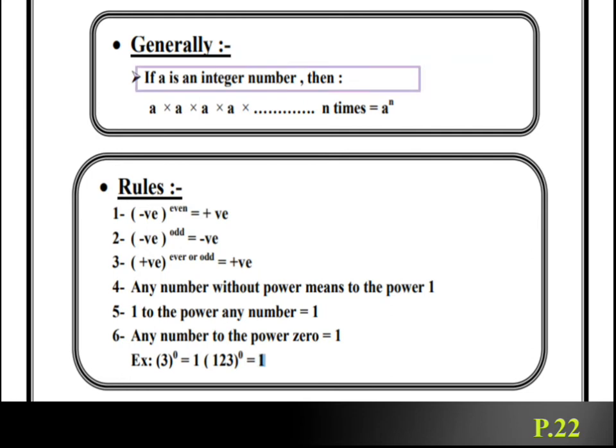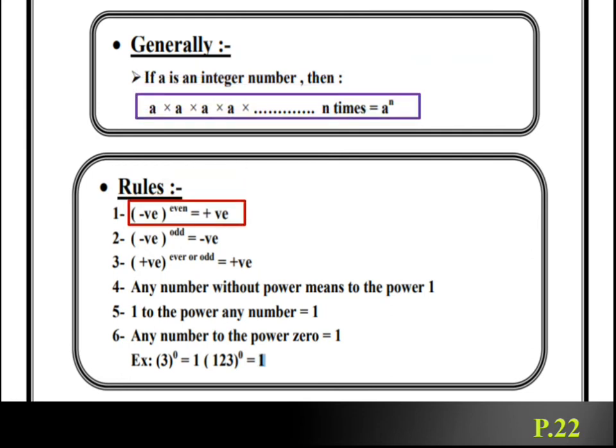And here we have some rules. My first rule, if I have a negative number with an even power, the answer must be a positive number. So if I have a number like this one, negative 2 between brackets, power 2, my power here is an even number, so my answer must be positive. So negative 2 between brackets, power 2, the answer will be 4.